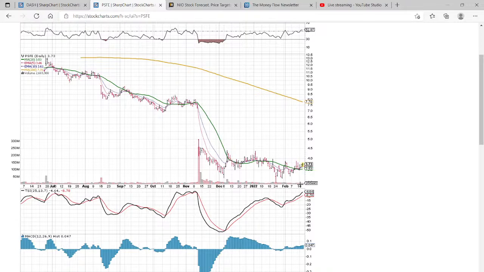Uber, Lyft, you had to choose which one is better. I'm swing trading. I like both, bro. But if I have a gun to the head, Uber. But I have positions in both.